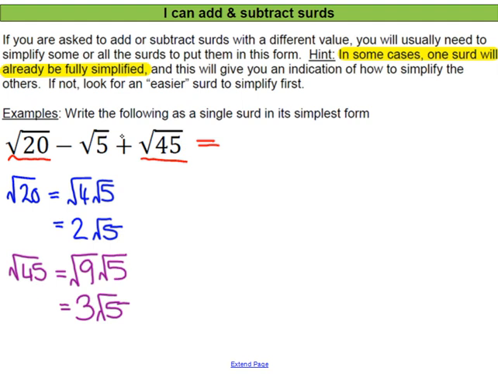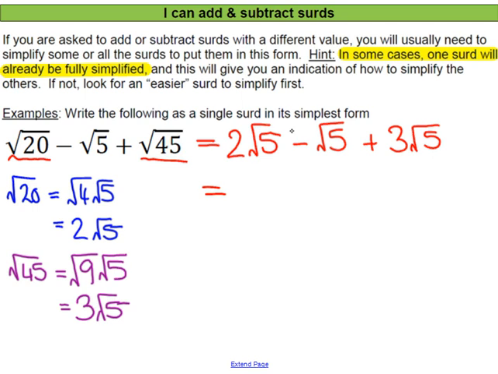So I have root 20, which is 2 root 5, take away root 5, add on root 45, which is 3 root 5. Root 5, root 5, root 5, I can add and subtract these. So I have 2 root 5s. If I take one away, I'm left with 1. And if I add on 3 of them, I will have 4 root 5 as my final answer.